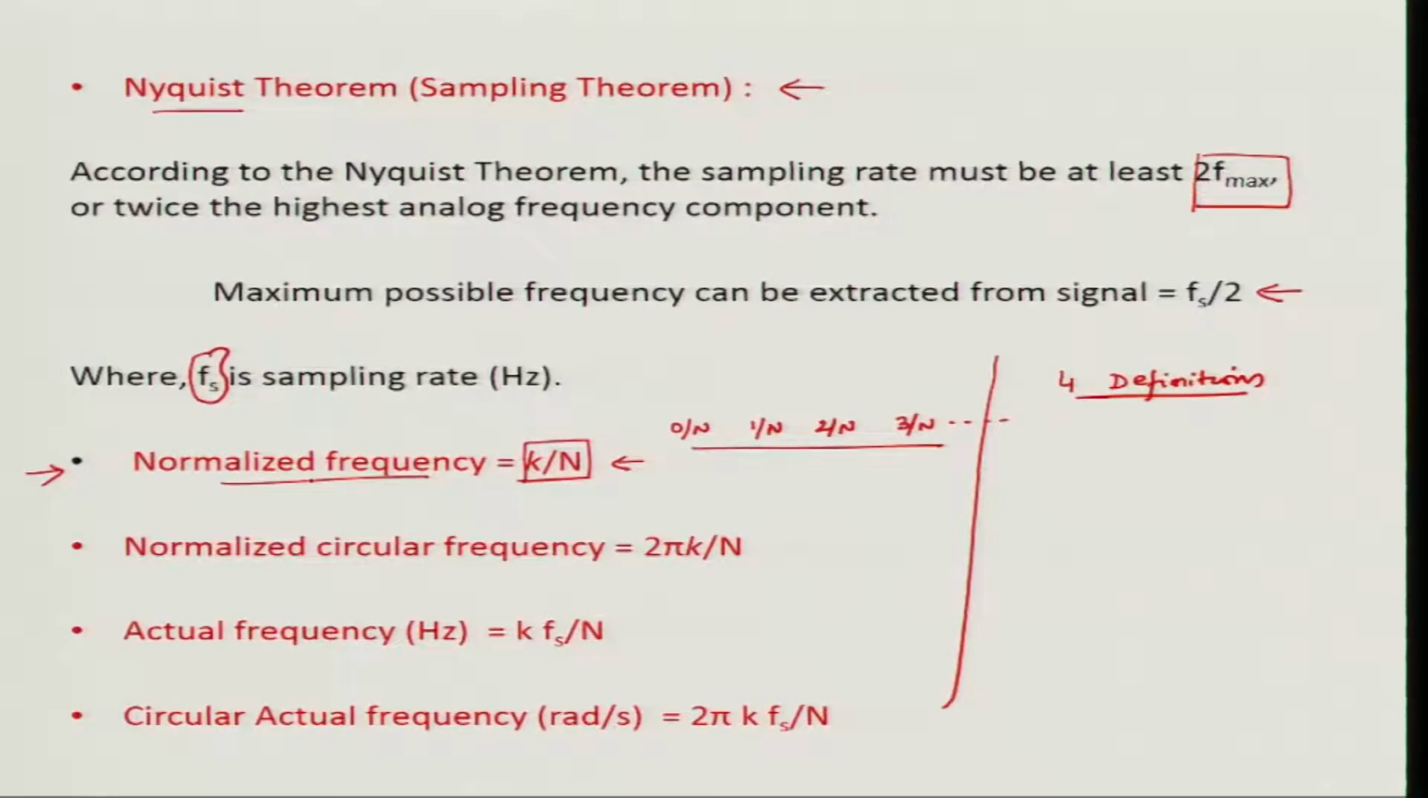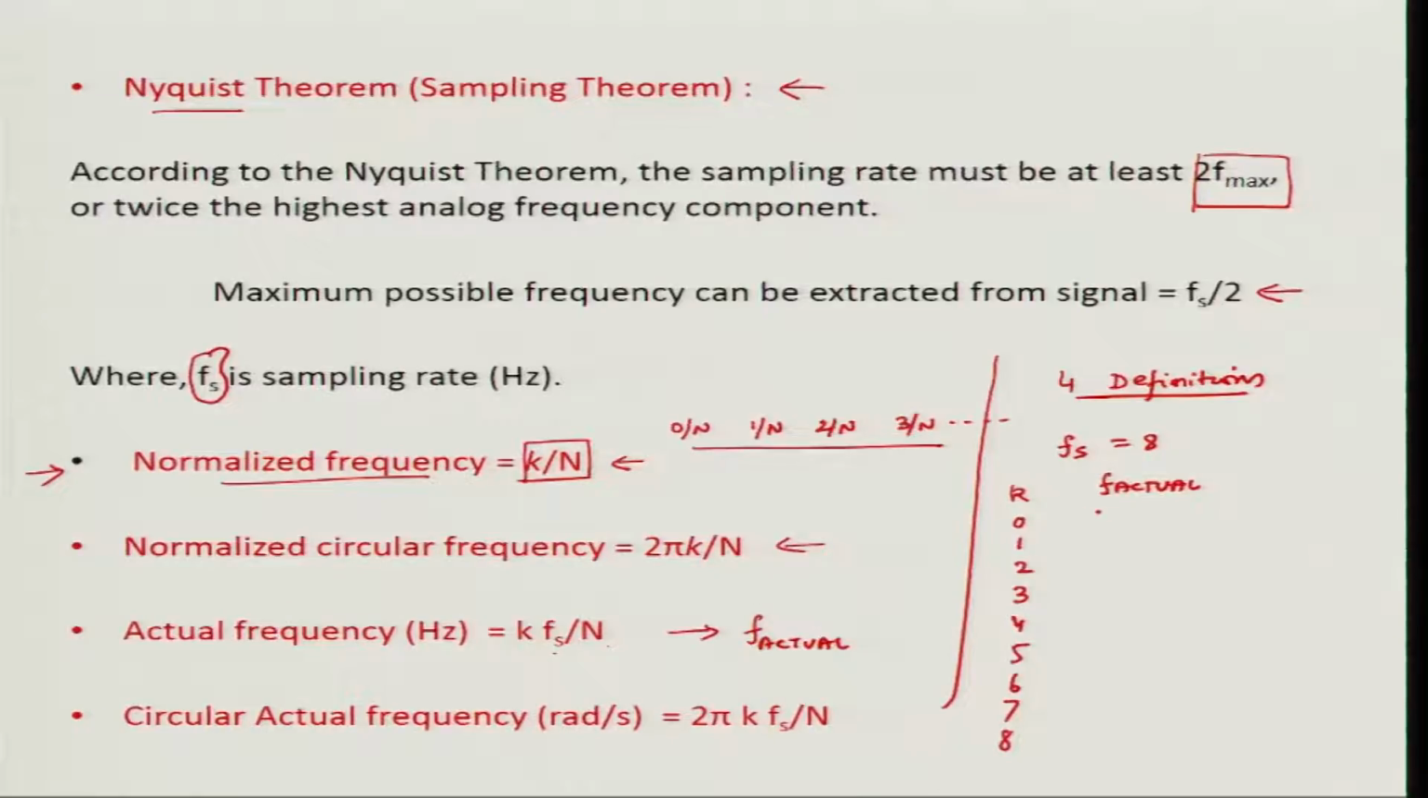If you just multiply this k over n by 2 pi, this is your normalized circular frequency, and the actual frequency is k times fs divided by n. So, in our case what is the value of fs? In our case fs was 8. So, k is 0, 1, 2, 3, 4, 5, 6, 7, 8 and so on. Let us call the actual frequency f actual, and let us compute it.